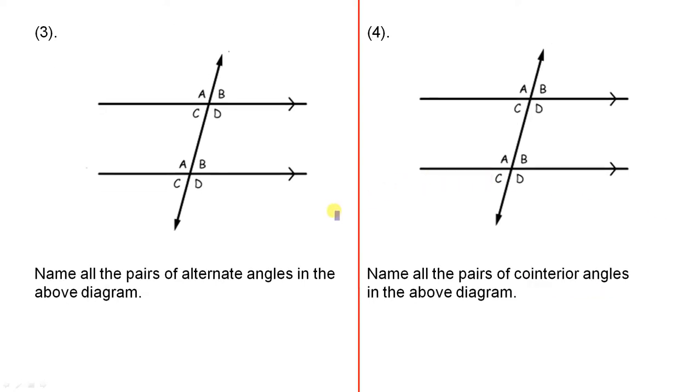Number three, name all the pairs of alternate angles in the above diagram. Exactly the same thing applies here. We were introduced to the words alternate angles. We saw what that meant. So you have to answer that question in relation to alternate angles.